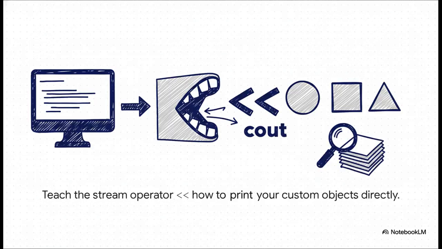And this might just be the most common and powerful use of them all. You can teach cout how to print your objects directly. No more writing custom .print methods for every single class you create. You just overload the left-left operator, <<, and suddenly you can print your objects to the console just as easily as you can print a number or a string. For debugging alone, this is an absolute game changer.